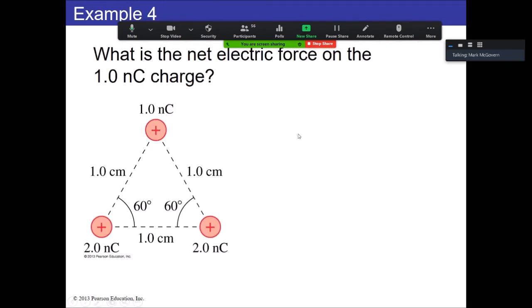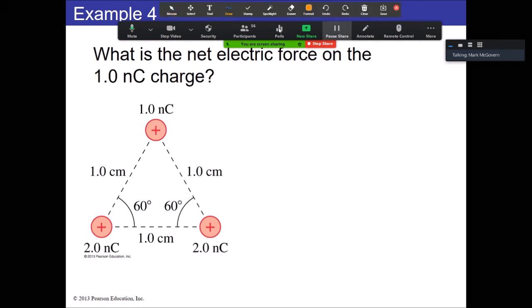All right. What is the net electric force on the 1 nanocoulomb charge? We got symmetry here, right? All right, we have an axis of symmetry that's vertical here. Okay, so if I want to draw out forces here, let's do that. A repulsive force is going to be up this way. We're going to have a repulsive force up this way. And as you can see, what this does is it removes any horizontal net force.